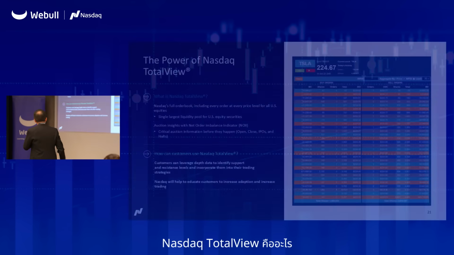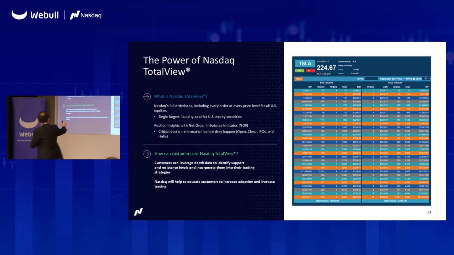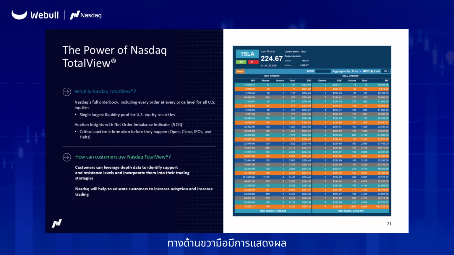So what is this Nasdaq TotalView? On the right-hand side is a GUI that the Nasdaq system shows with depth data. You can see that it has more than 10, maybe 20, maybe 30. But one thing I want to show is this bottom part. This counter is Tesla. You see this bottom part, total shares, 1 million in terms of share orders.